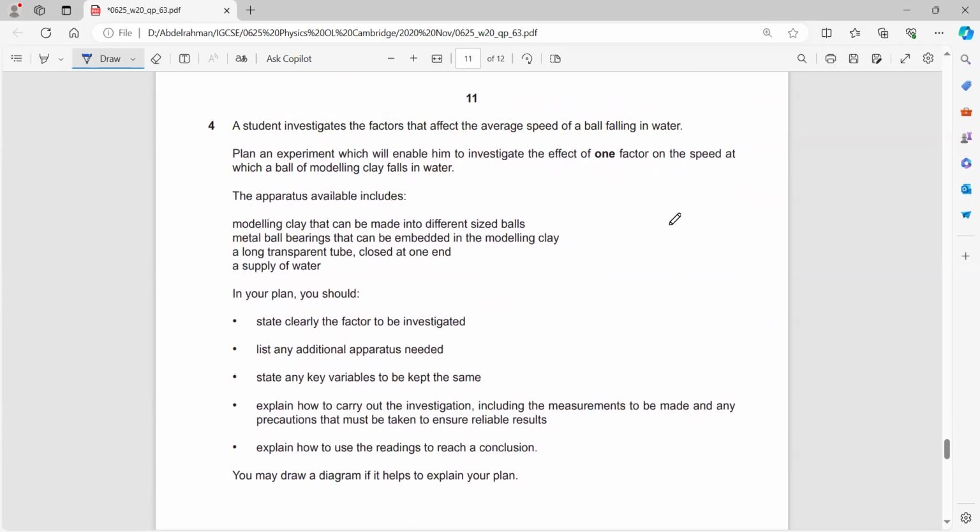Last question. A student investigates the factors that affect the average speed of a ball falling in water. Plan an experiment which will enable him to investigate the effect of only one factor. We need to find one of the factors on the speed at which a ball of modeling clay falls in water. So again, we need one factor that could affect the speed. What could be one factor that could affect the speed of the ball?